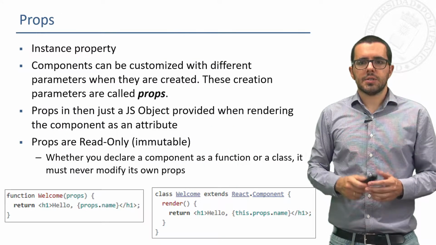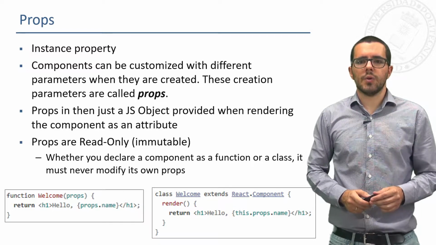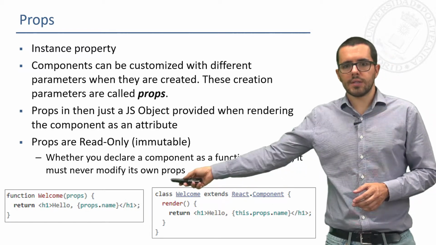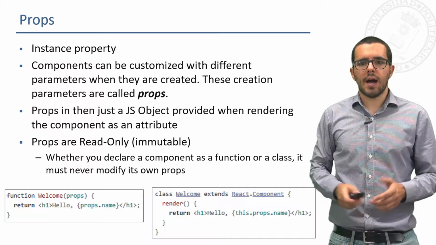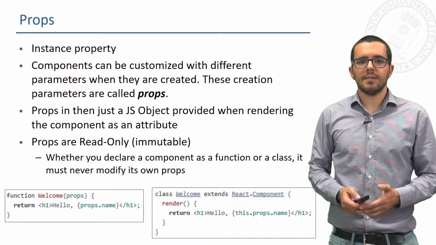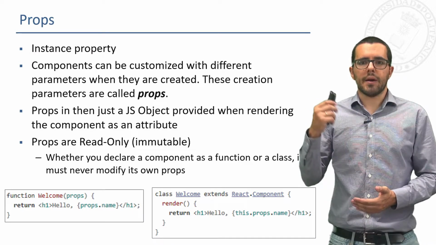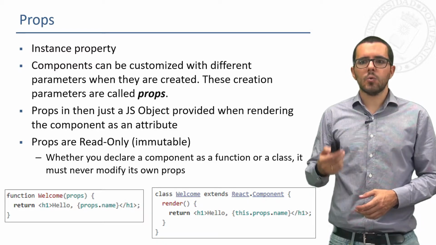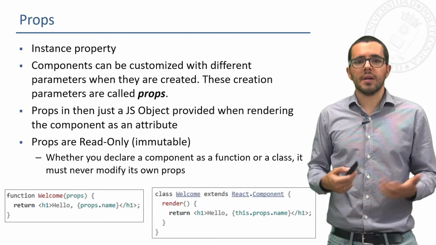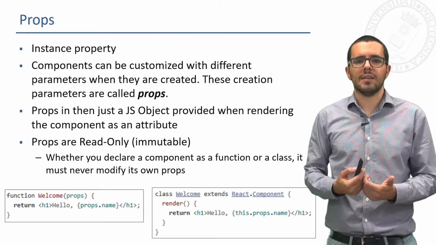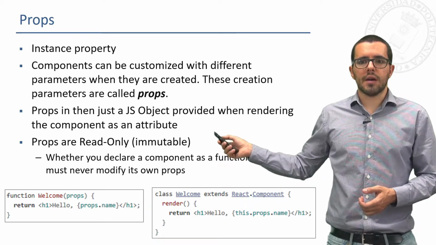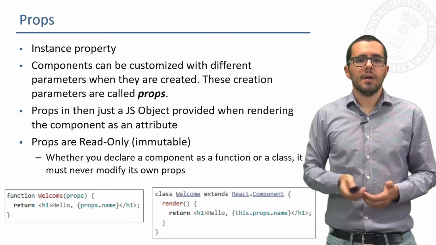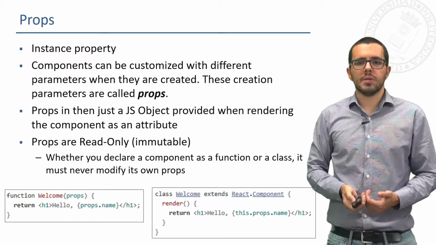Well, props. Props are very, very important in React. They are an instance property. As I told you, as a class or as a function, every React component has props, properties, that are the attributes that they receive from their parents. This way the component can be customized. So the component will render different things and will do different things depending on the props that they receive. Remember that props are read-only and immutable, and they are just a JavaScript object. They can be a string, a number, or a very complex object.